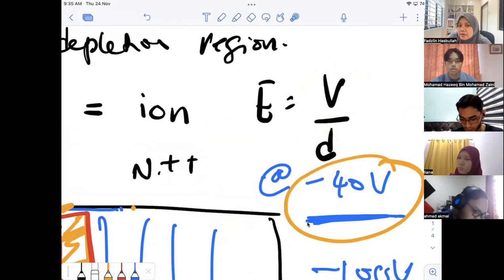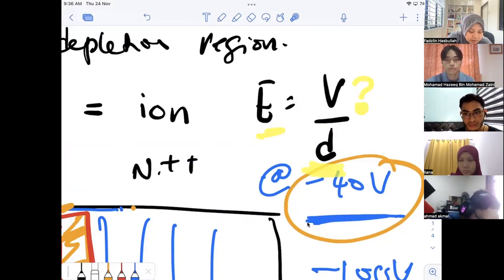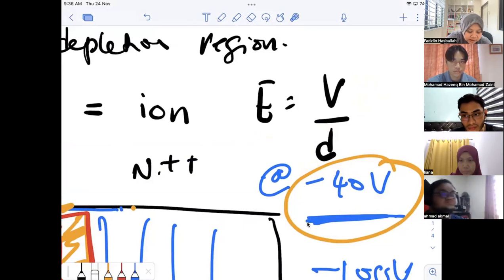So the electric field in the PN junction will not be the same if we change the doping concentration inside the semiconductor, because the electric field depends on the width, how much voltage is distributed along the width, and the width of the depletion region depends on the doping concentration. Okay, so menjawab soalan.